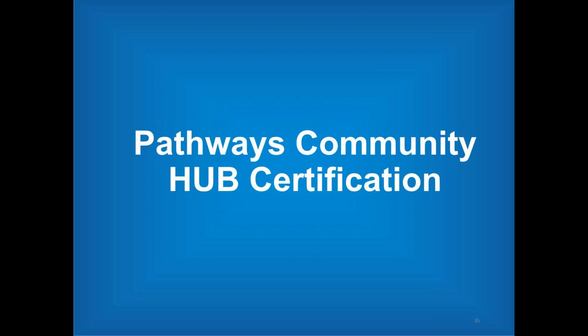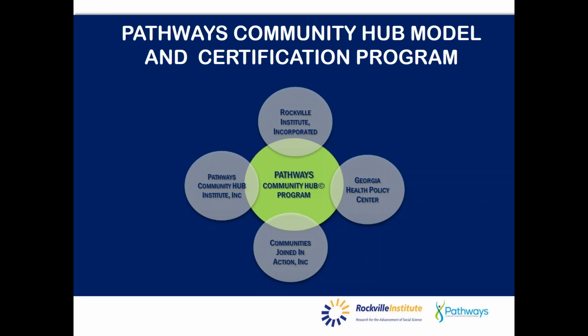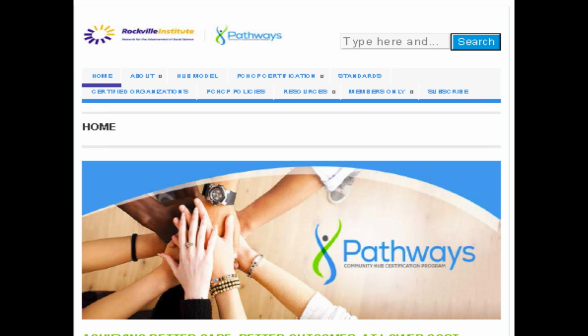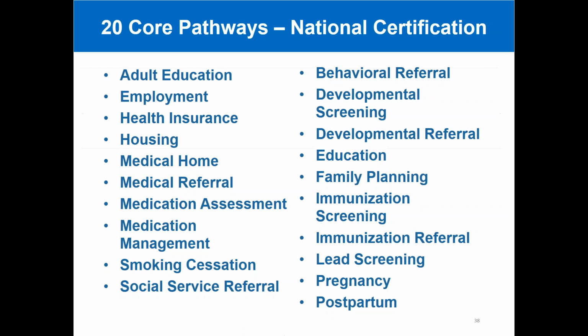Pathways Community Hub certification is actually a partnership between CHAP and the Pathways Community Hub Institute that founded the model, the Rockville Institute, the Georgia Health Policy Center, and Communities Joined in Action. Again, they continue to be partners as certification moves forward. If you go to the Rockville Institute website, you can find all the information you need about applying or receiving technical assistance for certification. Again, they're going to require the use of the 20 core pathways. That's the non-negotiable part of the model. You can tweak pretty much anything else, any other forms of data collection, but not the pathways.